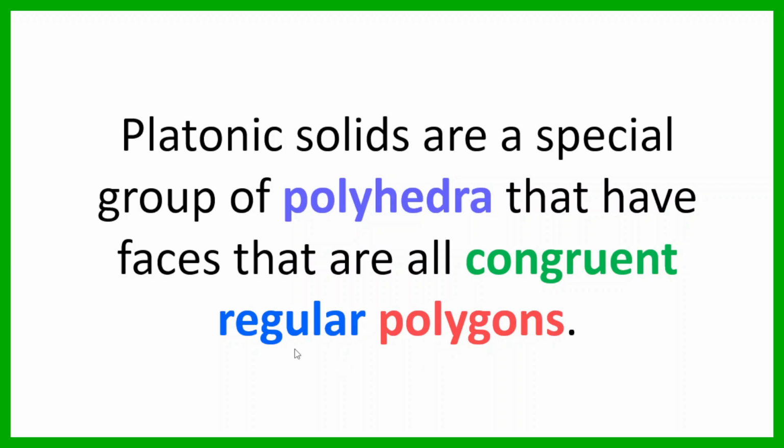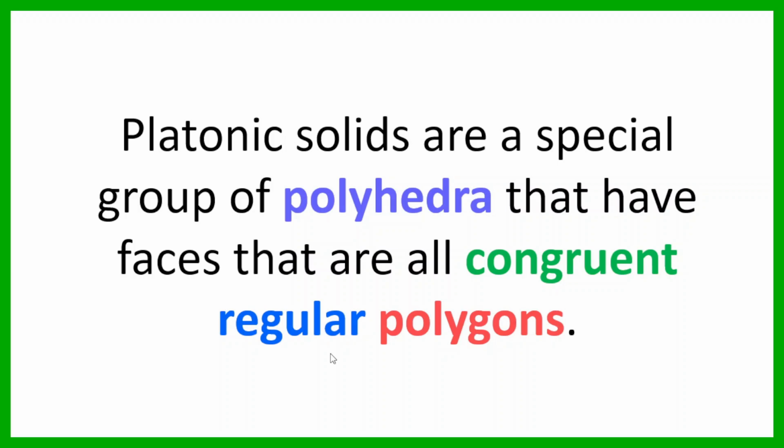So first of all, they are regular. That means that on any particular face, all the sides around that face will be equal in length and all the angles will be the same size. We just learned what regular polygons are. Then they are also congruent, which means that all the faces on a Platonic solid will be identical to each other. Okay, so that's what makes Platonic solids special. You can get different kinds of polyhedra where those are not necessarily true.